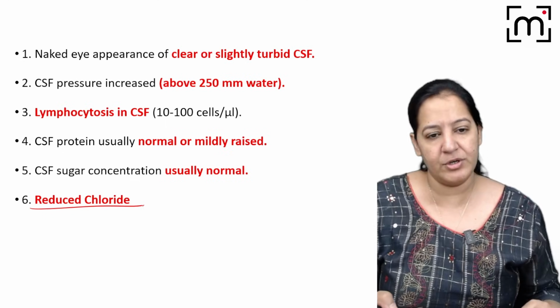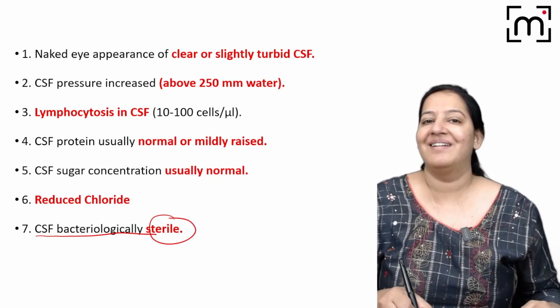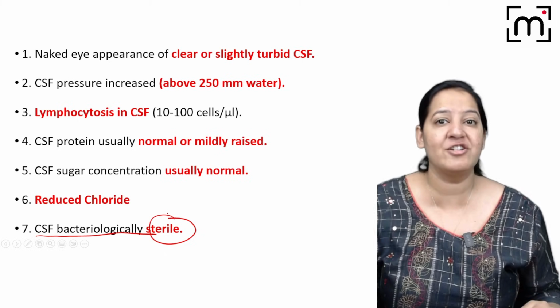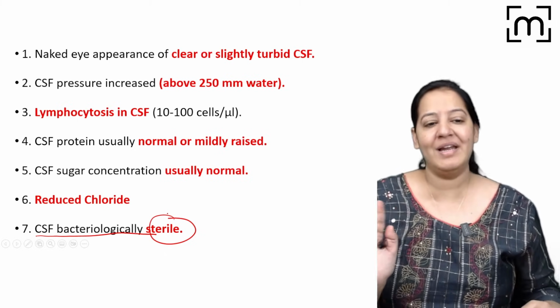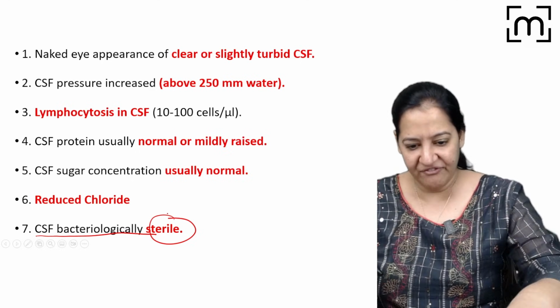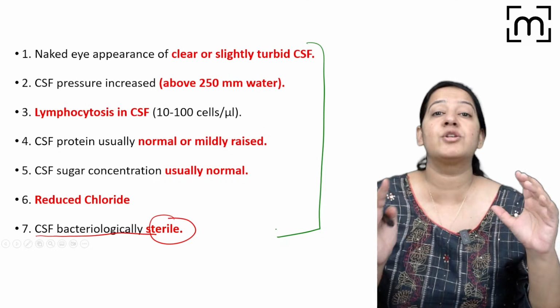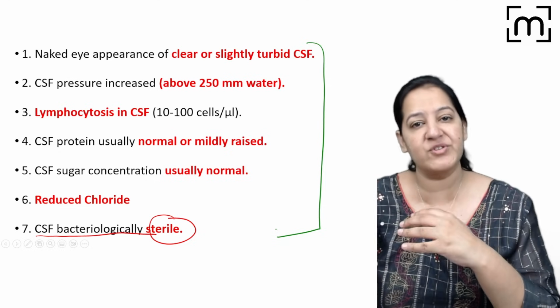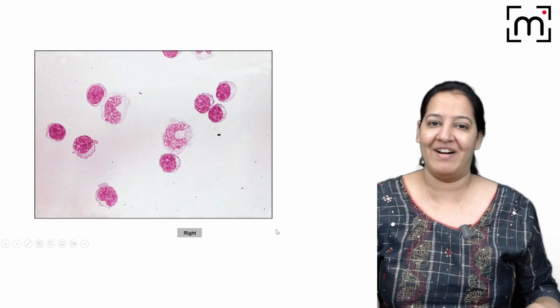The chloride content is reduced here also, and if you apply bacteriology, it's sterile. If you apply the gram staining, it will be negative because it is not caused by bacteria, it is caused by viruses. So bacteriologically it is sterile. So these are the 7 findings based on which you can make the diagnosis that it is a typical case of acute viral lymphocytic meningitis. Now compare and contrast it with the bacterial one, right?